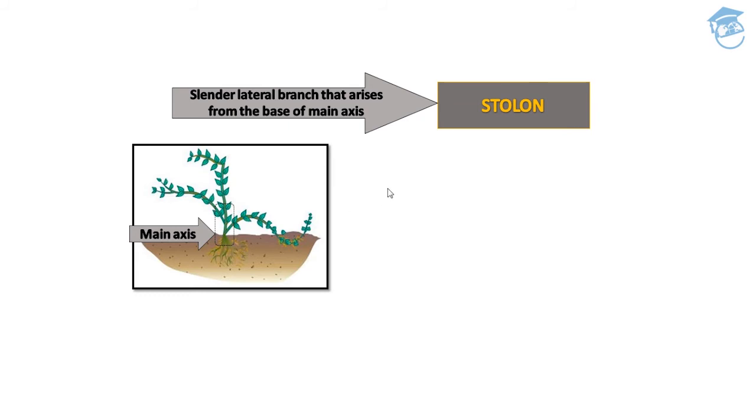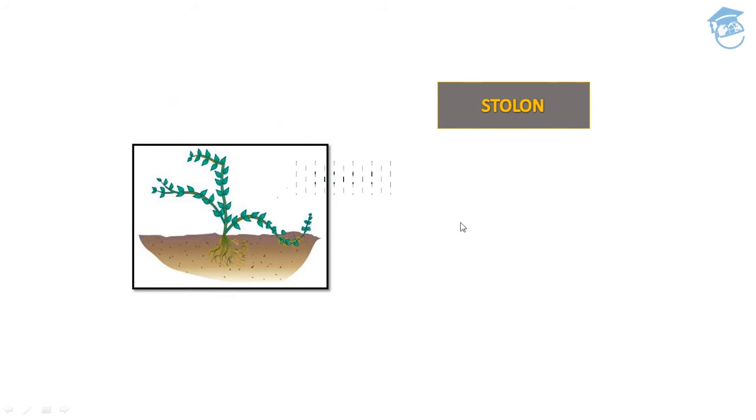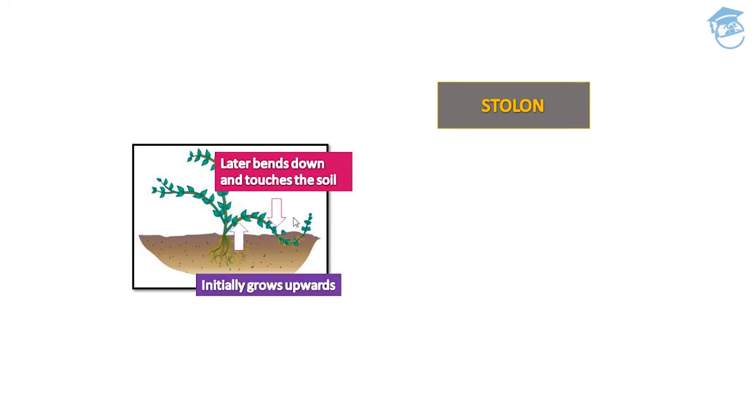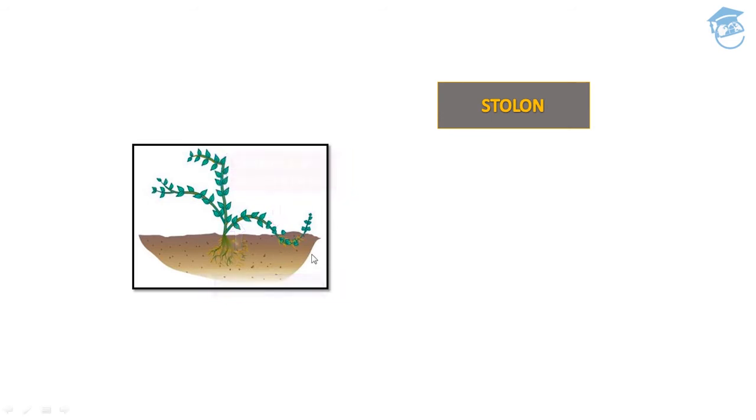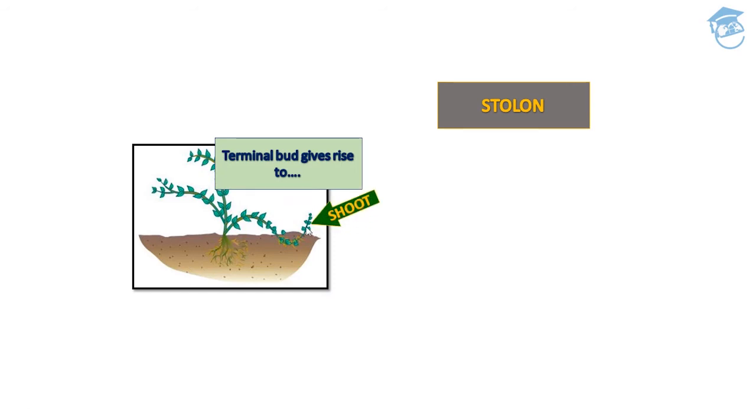This way you can identify that it is a stolon, because it is a slender lateral branch that arises from the base of the main axis, and later it touches the ground and then emerges above the ground. It initially grows upward, then later bends downward and touches the soil. Please note that in stolon, a subaerial modification of a stem, the terminal bud gives rise to the shoot, and this is the root.